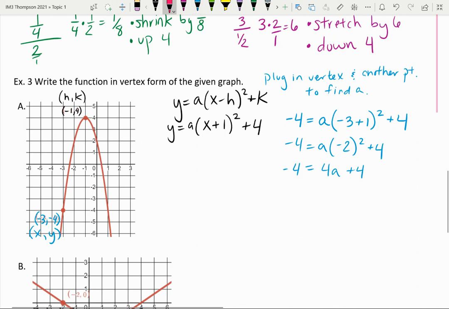To solve for a, I know there's a lot of 4's going on in there, but I'm going to subtract 4. -4 minus 4 is -8. -8 is equal to 4a. And I get a is equal to -2.